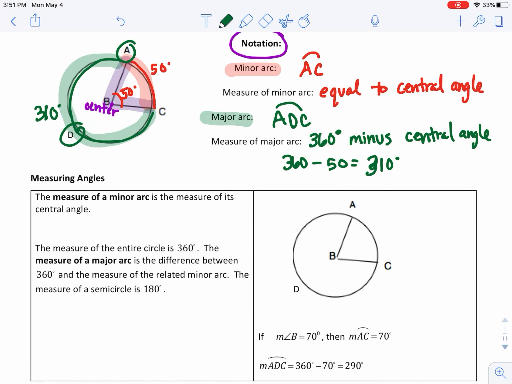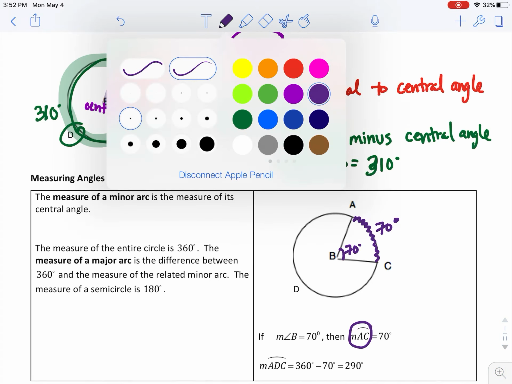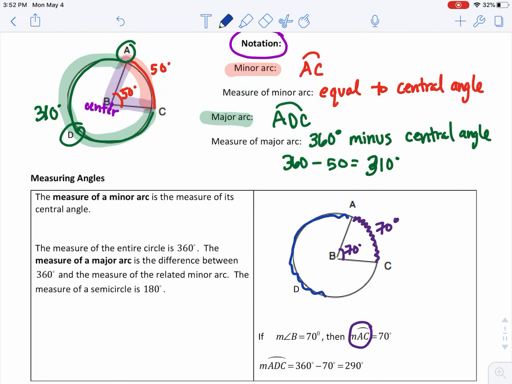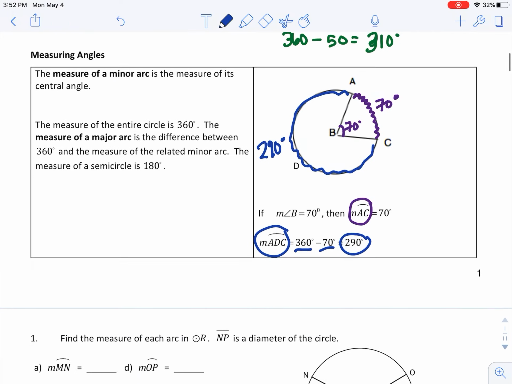So in this example, they said that this central angle was 70, which means that this minor arc, AC, is also 70. Those have to match. And therefore the major arc over here, ADC, is going to be 360 minus that 70, so we'll have 290 over here. Okay, so let's practice with some symbols and naming on the next page.